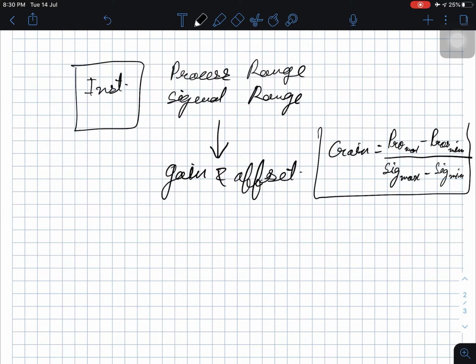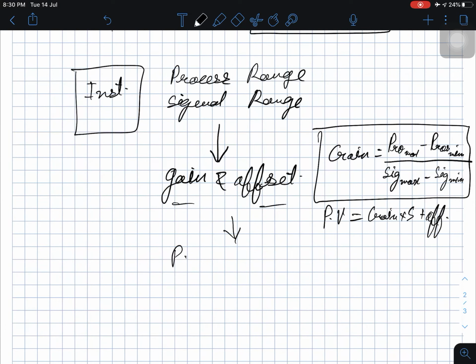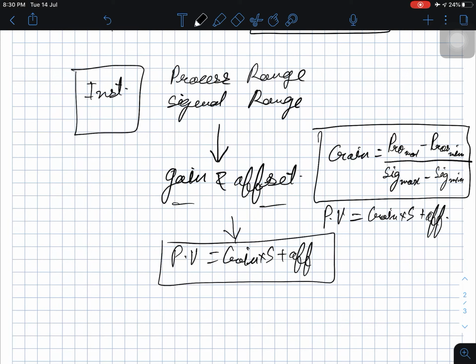You need not remember this formula, but sometimes it's handy to find the gain like this, and then simply put this gain into this equation. Process variable equals gain into signal plus offset. Basically find the gain and the offset, and then put it into this equation, and you are good to go.